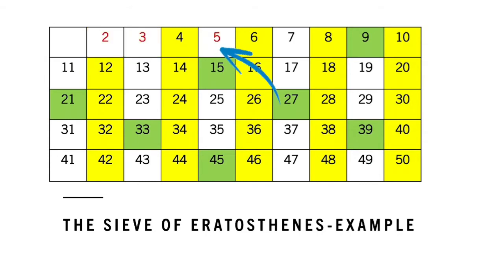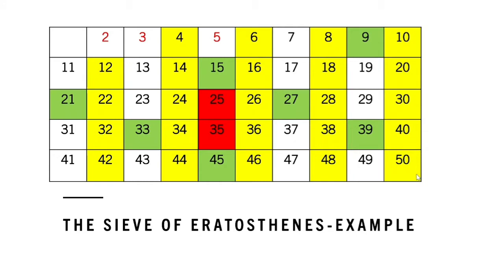Talking about 5, the multiple of 5, that is 10, has already been marked. The next multiple is 15, which is also a multiple of 3 and already marked. 20 is also marked, but the next multiple of 5 which is not marked is 25. So starting with 25, we color each multiple of 5. 30 is marked because of 3, then the next multiple is 35, which will be marked because of 5, then 40 and 45 are already marked, and then 50.